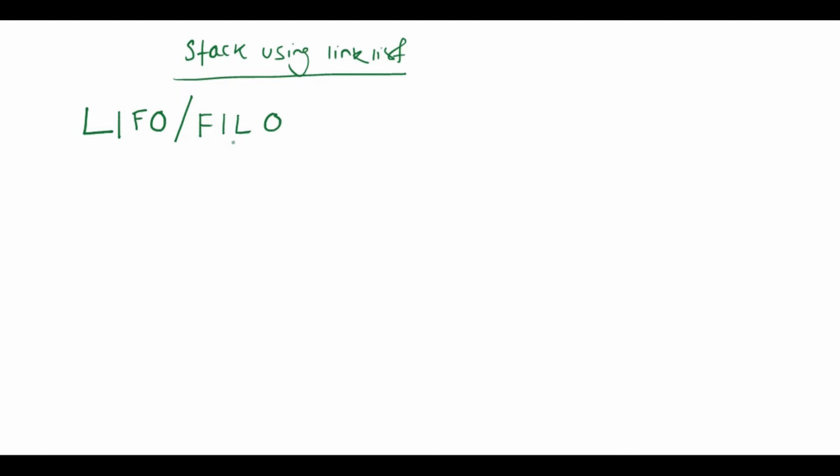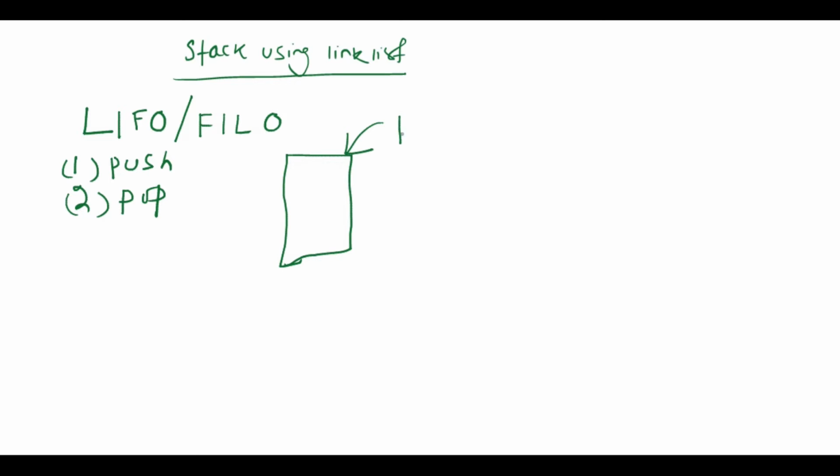FILO means first in, last out. Both are the same, and it has two main operations. One is called push, and the second is called pop. Suppose this is the stack. When you insert an element, it is called push, and when you remove an element, it is called pop, and the operation is always performed on the top.